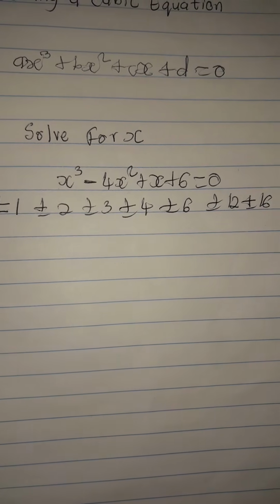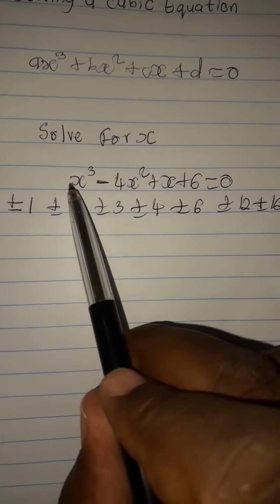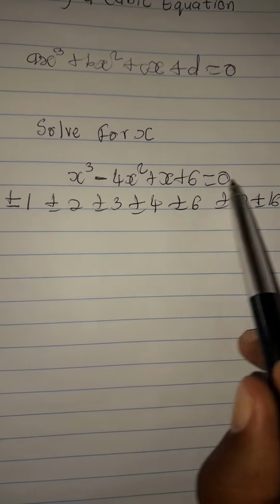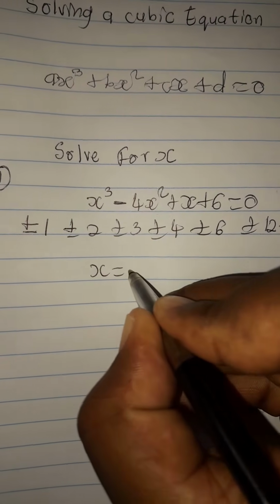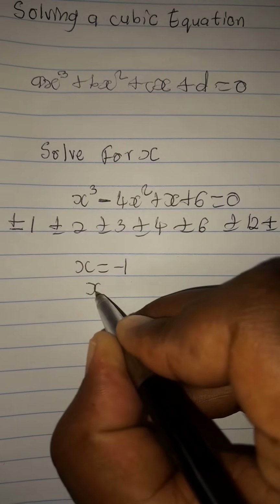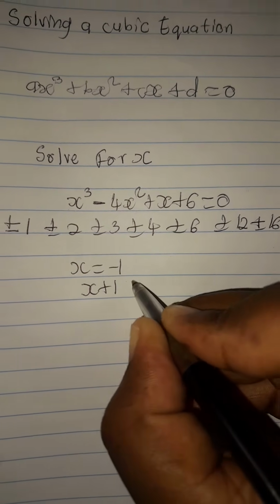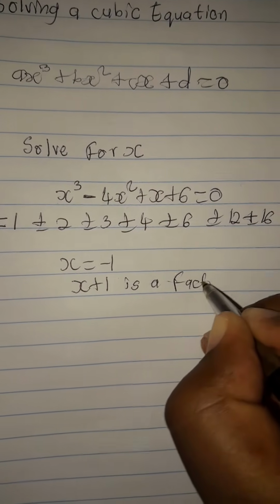When we substitute negative 1, we get 0. When you substitute negative 1 in this equation, you get 0. So that means x is equal to negative 1. It's a factor. So when you take negative 1 to the other side, it will be x plus 1. So x plus 1 is a factor of this equation.